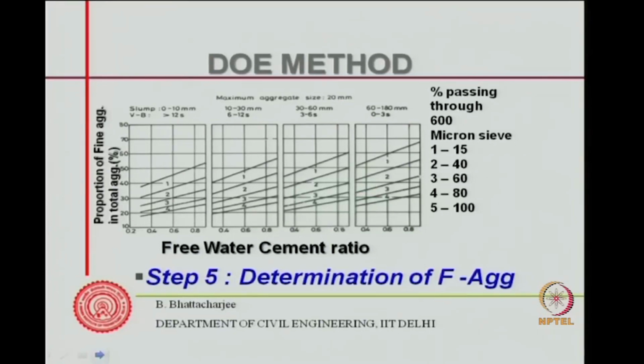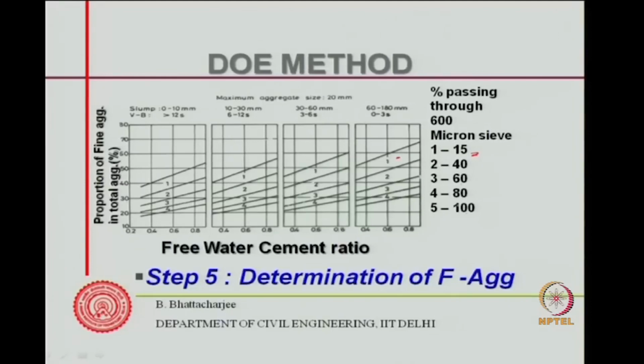For example, zone 1 is for percentage passing through the 600 micron sieve of 15%. That is, the grading of the fine sand is such that the percentage passing the 600 micron sieve is 15% for zone 1, 2 is 40%, 3 is 60%, and 4 is 100%.